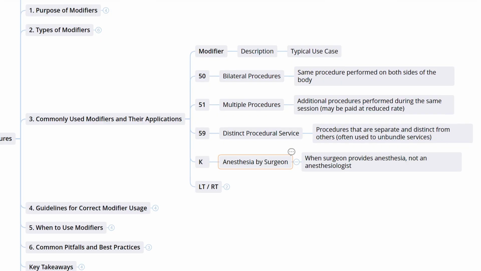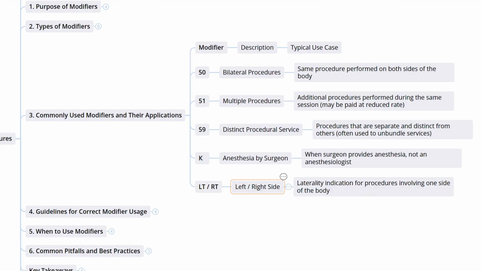Modifier 47, description is anesthesia by surgeon. And the use case is when surgeon provides anesthesia, not an anesthesiologist. Modifier LT and RT. The description is left or right side. Use case is that laterality indication for procedures involving one side of the body.